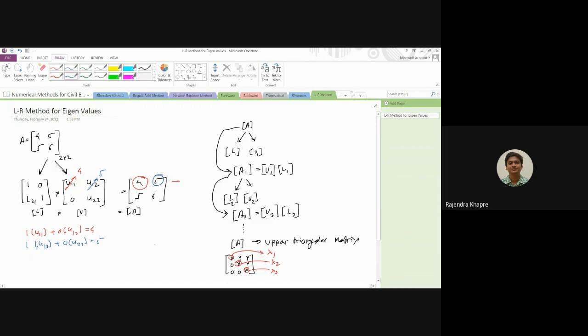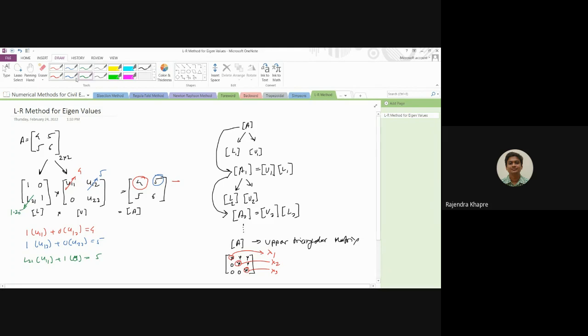On similar lines, you can do the second row. This will be L21 into U11 plus 1 into 0, that is this particular row with this particular column, and this should give me 5. So what is the value of U11? Sorry, U11 is already known, that is 4. How much is L21? Sorry, 5 by 4. So can I write 1.25? This value is going to be 1.25.